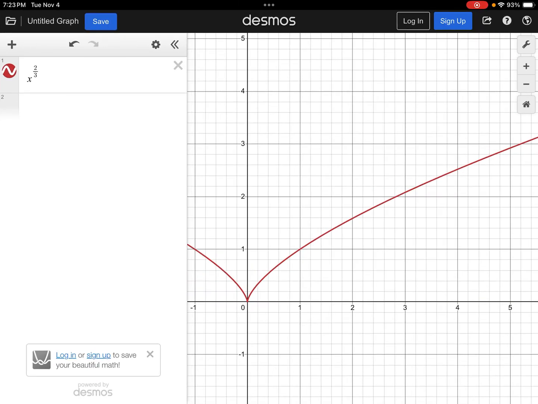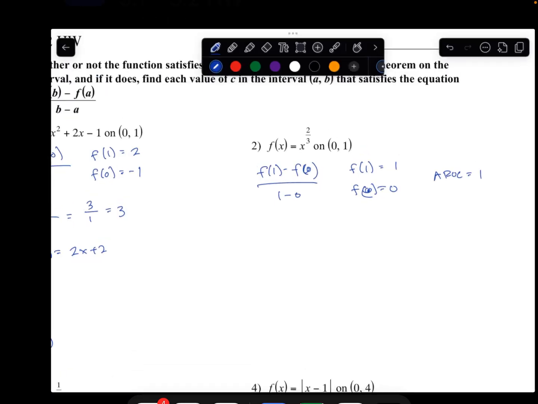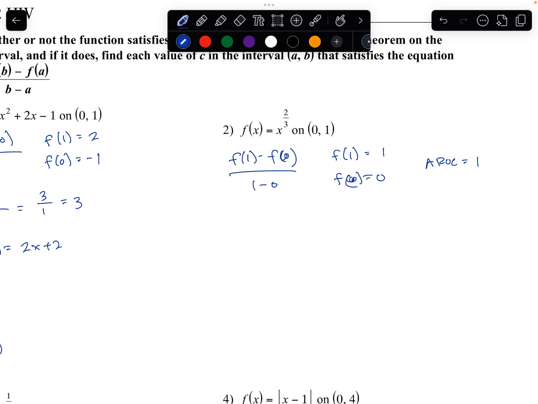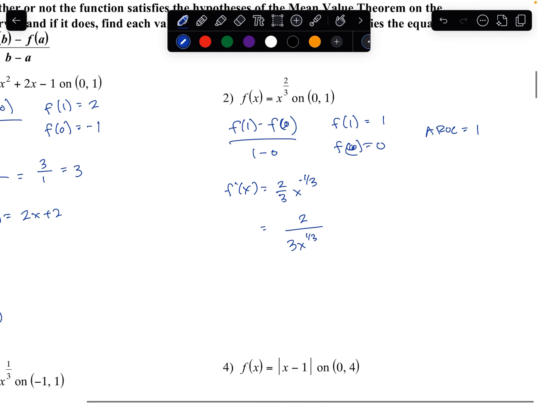Yeah, definitely. You can kind of see that right there. It's going to be equal to 1. And then the derivative, so f prime of x, is going to be equal to 2/3 x to the negative 1/3. And I'm just going to rewrite that as 2 over 3x to the 1/3. Okay, so there you go. There is our derivative. And then we're going to set them equal to each other.